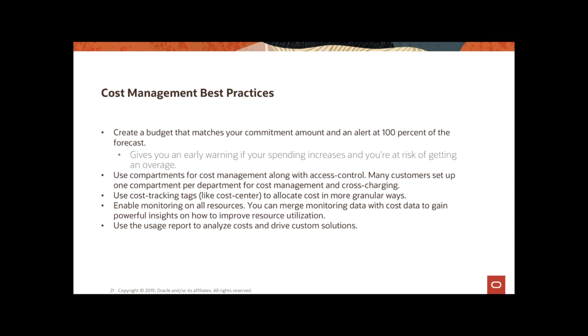You should use separate compartments for cost management. Let's say you have a compartment per department, with multiple departments sharing the same OCI tenancy. It's easy to then do cross charging based on which compartment is costing how much in OCI, and it's also easy to then set up compartment quotas like we just discussed, so that you can allocate different amounts of resources for different compartments more easily.